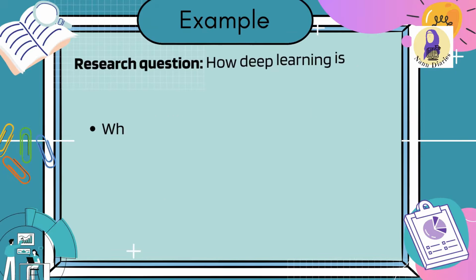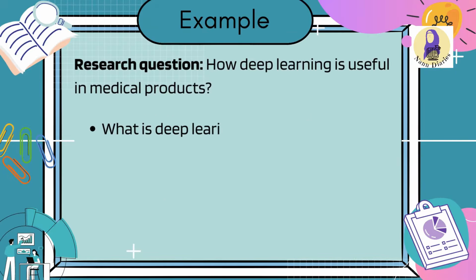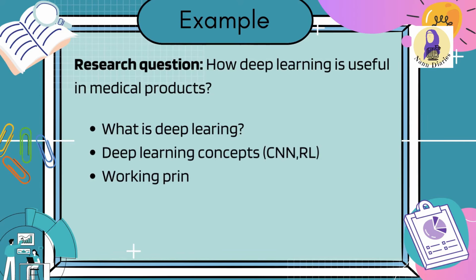For example, if your research question is about how deep learning is useful in medical practice, you will explain what deep learning is first in the first line. In the second line, you will talk about all the concepts used in deep learning like CNN, RL, definition, meaning. After that, you will explain how it is used in medical products. You will divide the research question and then explain all of them in detail.